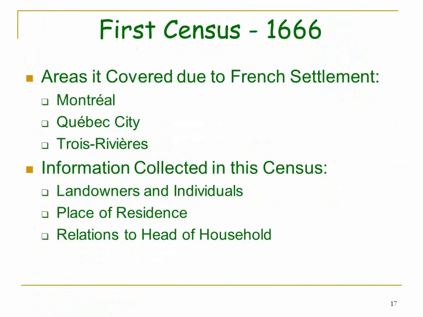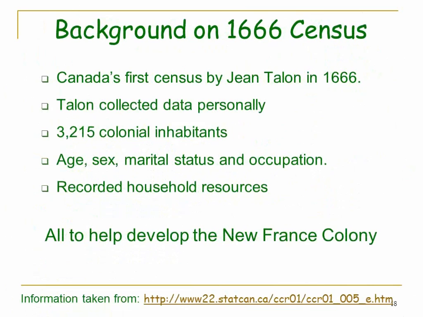They wanted to take sort of a survey of the things that they owned in case they needed it militarily. John Talon was the one that was behind it, and he actually collected the data personally. He visited 3,215 colonial homes, collected their particulars on vital statistics, and recorded all of the resources they had.